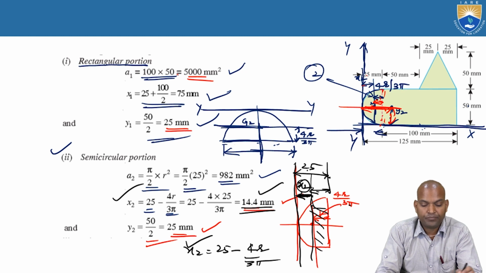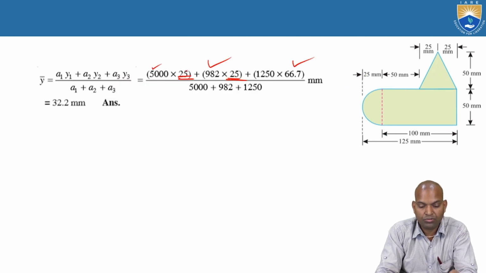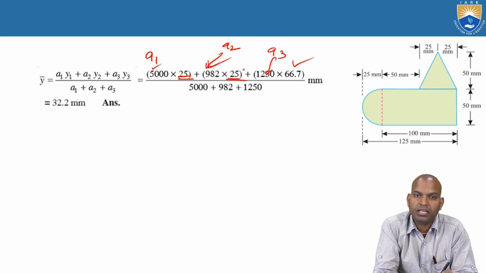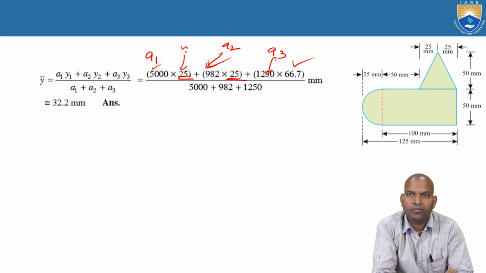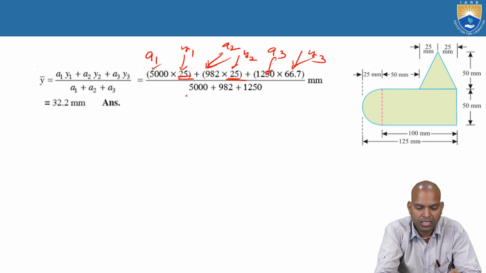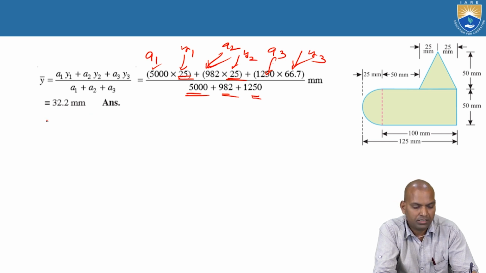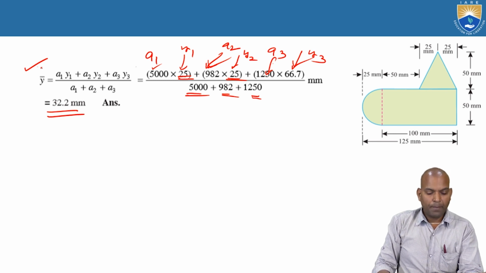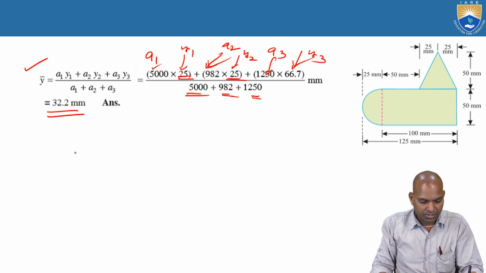A1 is 5000, A2 is 982. This is A1 and here it is A2 and finally here it is A3. And these are Y1 and here it is Y2 and it is Y3. Substitute here A1, A2, A3, Y1, Y2, Y3 and the sum of A1, A2, A3. And finally we get the value of 32.2 millimeters, that is bar Y.